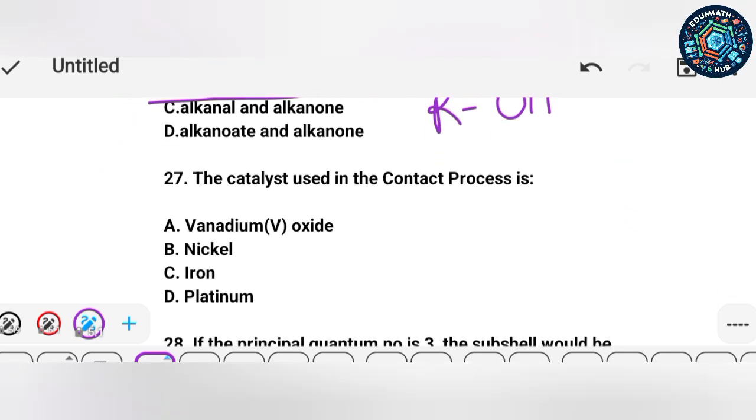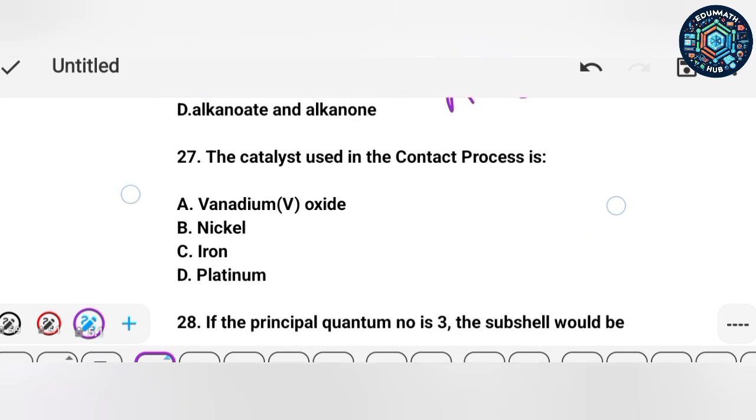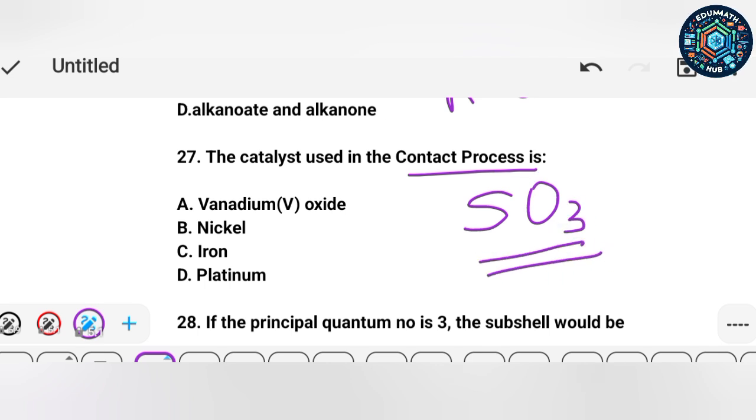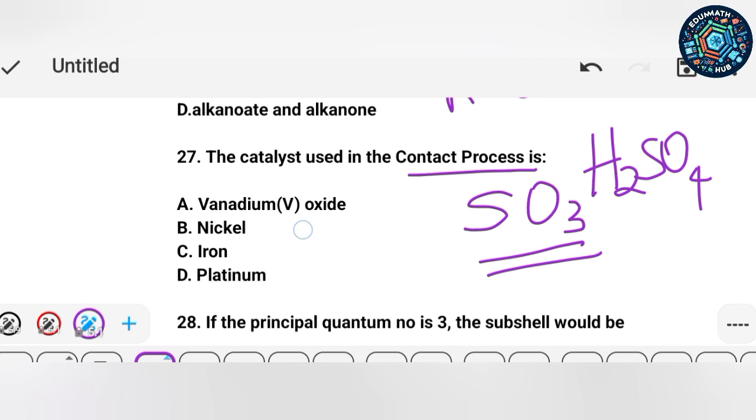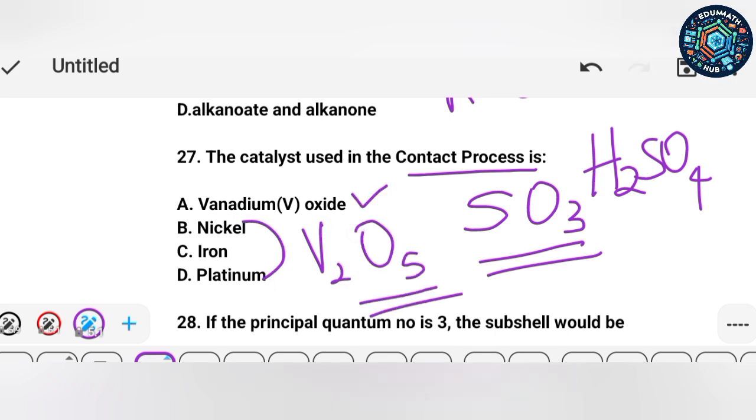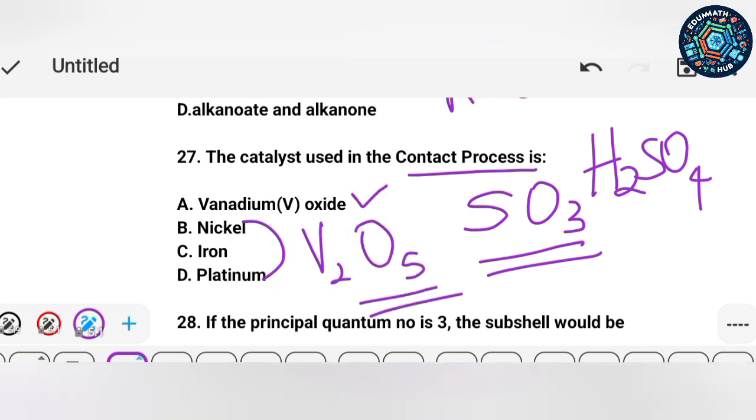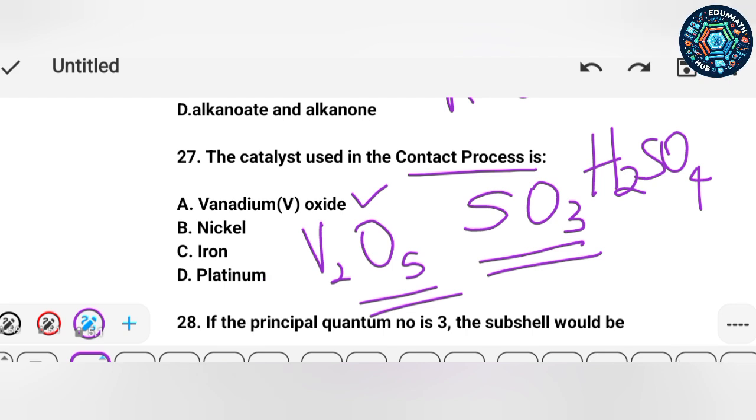The catalyst used in the contact process is dash. First of all, you need to understand what the contact process is. The contact process is an industrial process used in the manufacture of a gas called SO3. SO3 is sulfur VI oxide, a very important gas because it is the acid anhydride for H2SO4, a very important acid. The catalyst used in this process is vanadium V oxide, with the formula V2O5. Nickel and platinum are also used as catalysts in several processes, while iron is majorly used for the Haber process.